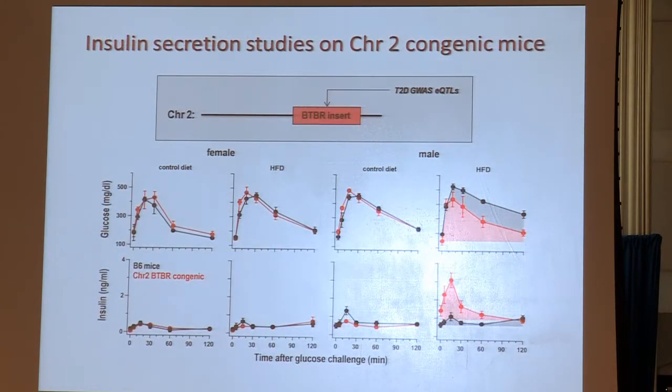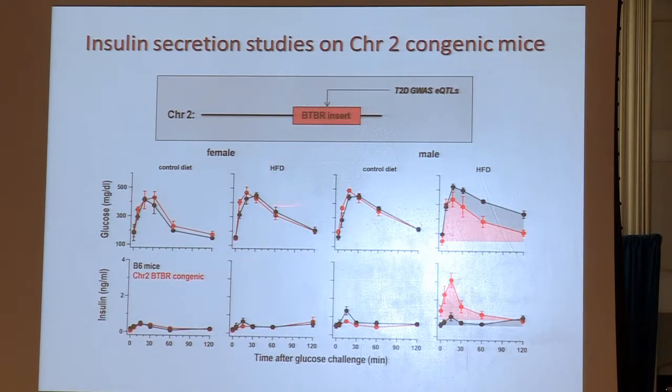One more piece of evidence to indicate that actually it's having a functional consequence on the behavior of the islets is we made a congenic mouse strain. So here's chromosome 2, and we took a little chunk of BTBR and inserted it into an otherwise B6 animal, okay? So everywhere else in the genome, it's B6, except for this region on chromosome 2, and the region that we chose to insert is that region where these GWAS EQTLs are present. And so the argument is, if they're playing a role and we insert that BTBR sequence into an animal, does it give rise to a change in its behavior?